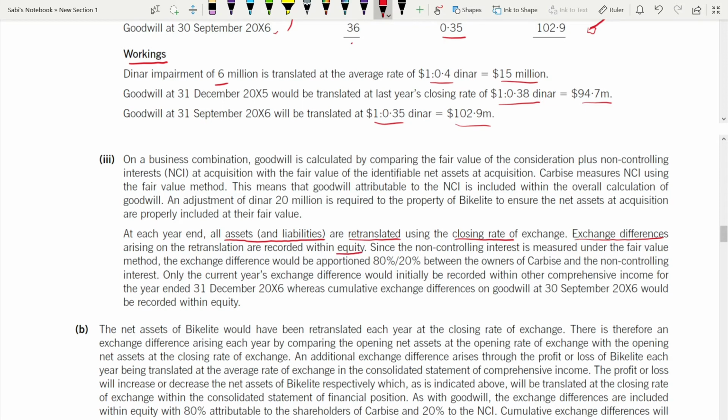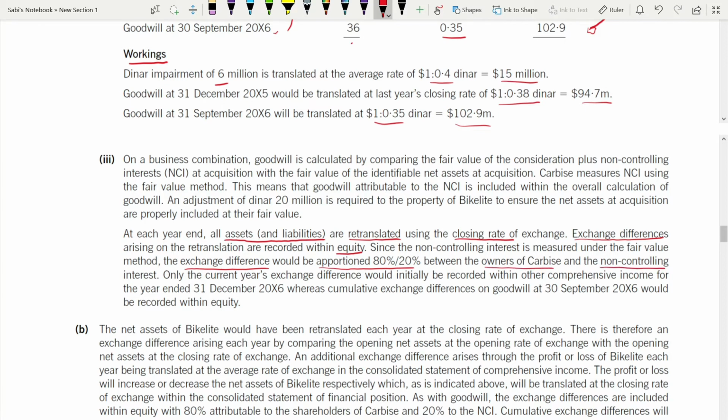Since NCI is measured under fair value, exchange differences will be apportioned 80-20 between the owners of Fairbuys and NCI, exactly. So the exchange differences which you got are not only for the parent, they include both. It is there for NCI also, for parent also. Now you have to divide 80% for parent, 20% for NCI. That exchange difference you have to write between the owners and NCI.